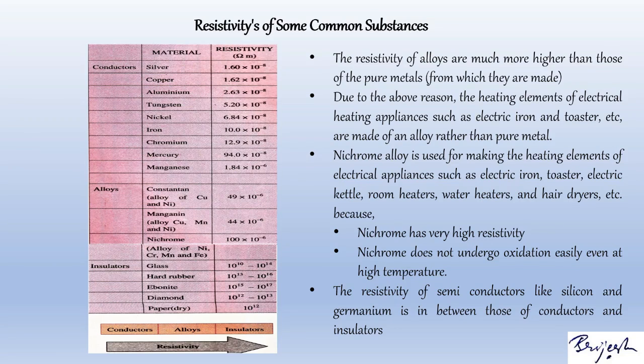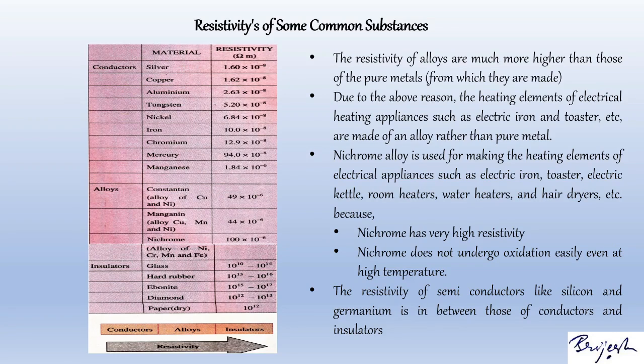So it is due to their high resistivity that manganin and constantan alloys are used to make resistance wires, that is resistors, used in electrical appliances to reduce the current in an electric circuit. The heating elements of electrical heating appliances such as electric iron and toaster are made of alloy rather than of pure metal because the resistivity of an alloy is much higher than that of pure metal.